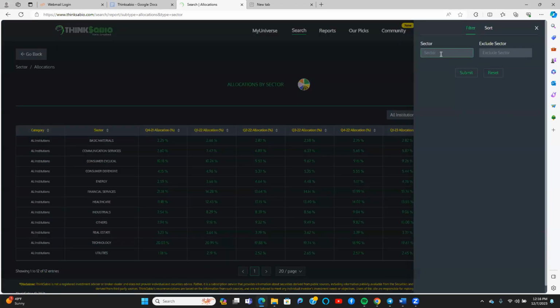And then as always, with the filter and sort, you can filter for which sectors you would like to include or exclude. So maybe you want to look at just one particular sector or just a set of them. And with the sort, you can sort the data by category, by sector, by which industry you'd like to look at, or maybe you'd like to sort by most to least allocation in the latest quarter. It lets you customize the view of it.